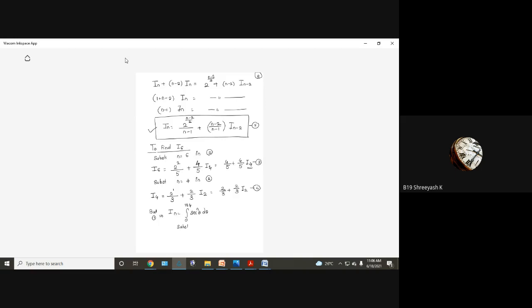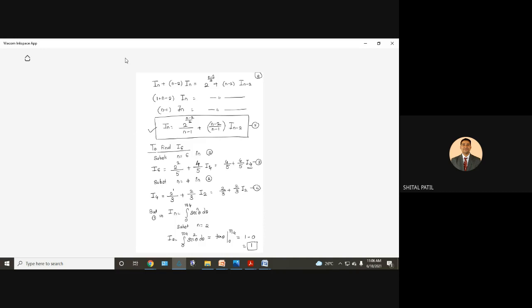32 divided by 15. Absolutely. Very good. It is always better to solve it yourself once you understand. Upper limit pi by 4, lower limit is 0, 1. So I2 equal to 1.